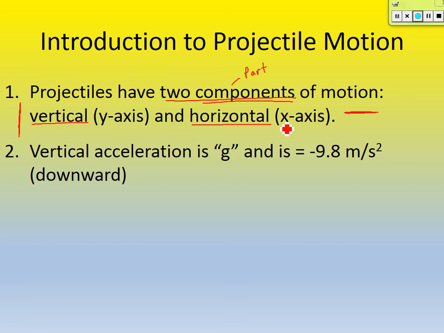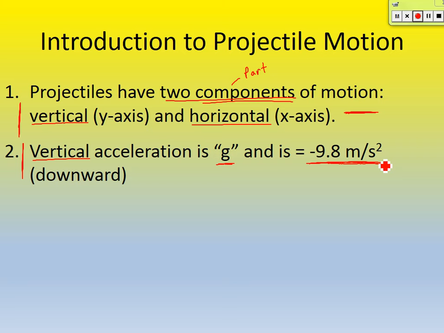Number two, the vertical acceleration. So vertically, so again we're talking up and down, the vertical acceleration is given this sign lowercase g. And what that means is the acceleration due to gravity. Its magnitude is a negative 9.8 meters per second squared.